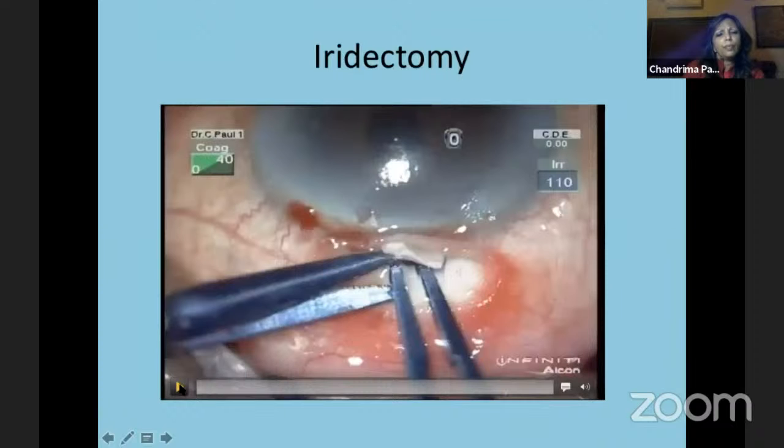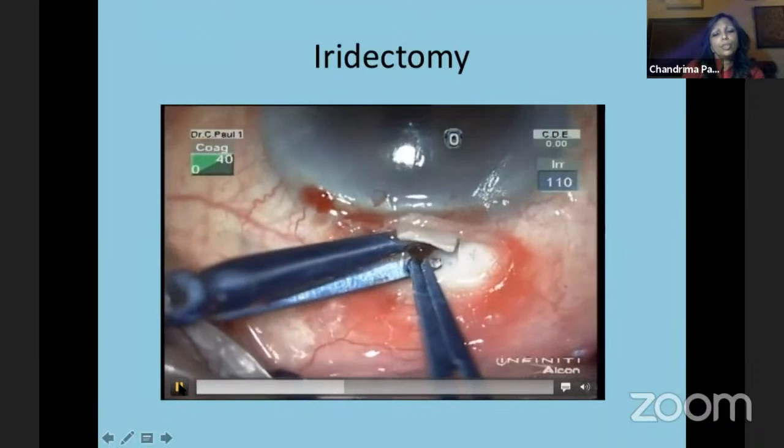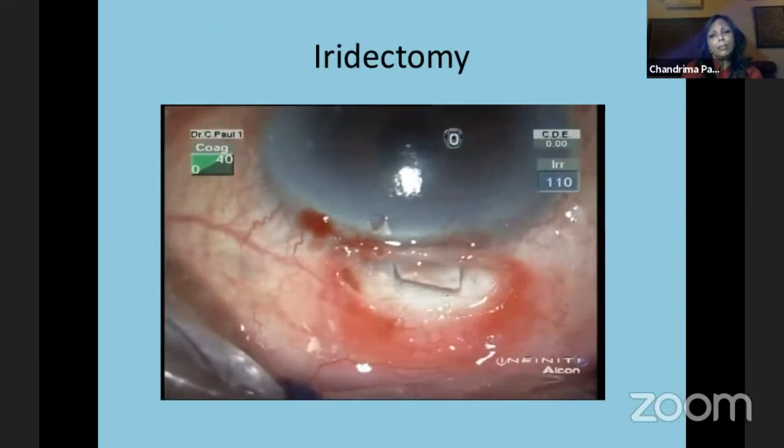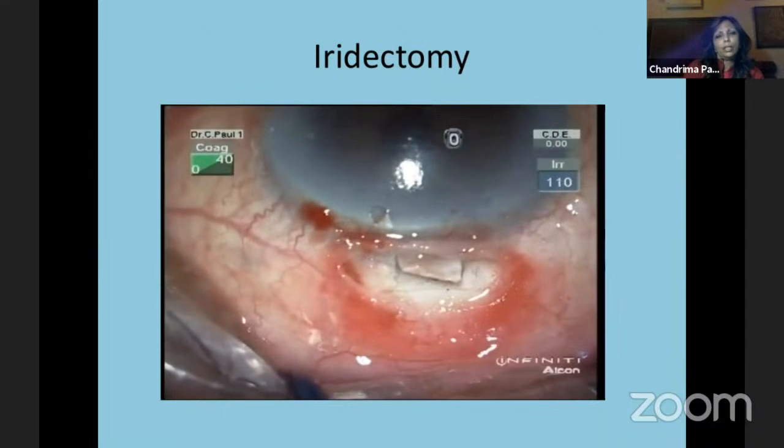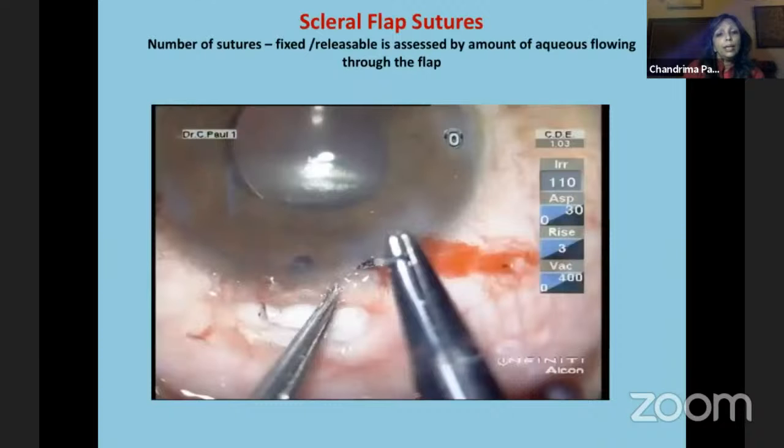Iridectomy has to be done, and done well, not partial but complete iridectomy, generally done with the scissors parallel to the iris plane. And it's advisable to use releasable sutures.